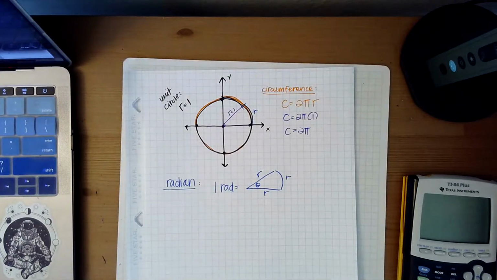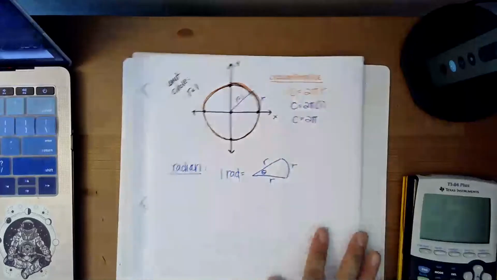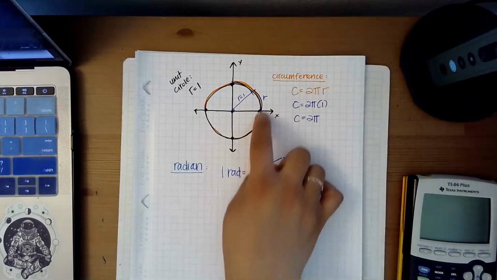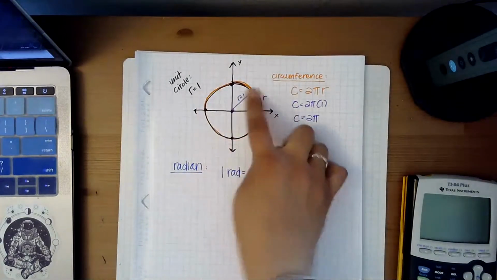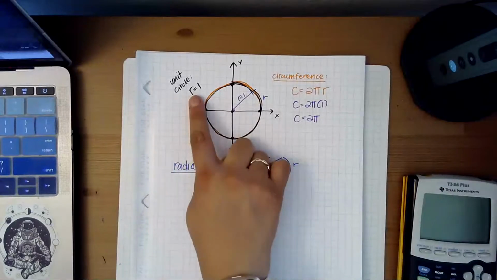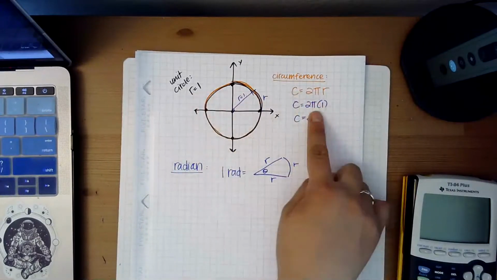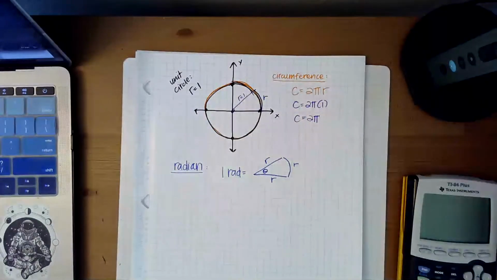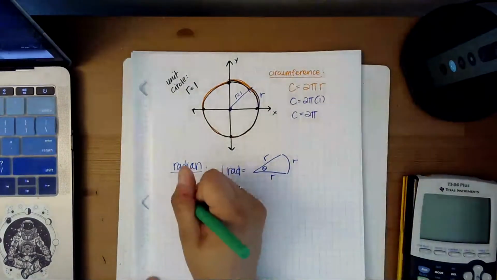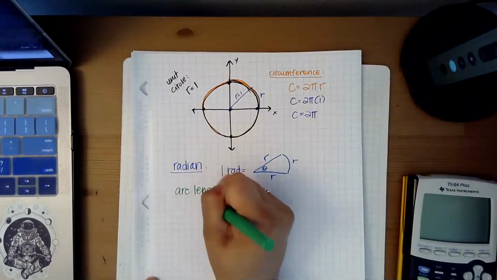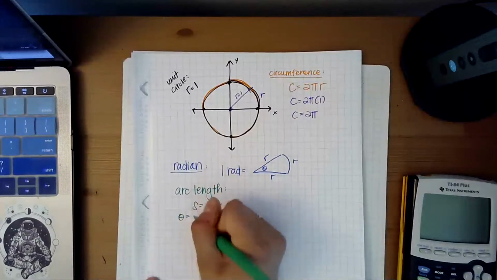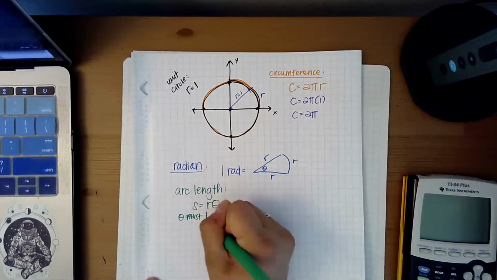So let's talk about this. Why is it that I'm looking at the entire circumference to recognize what a radian is? We recognize that the entire circumference of the unit circle, because it has a radius of 1, is 2 pi r. Well, r is 1, so it becomes 2 pi. Now remember that formula I talked about, arc length, which had S equals R theta, but theta must be in radians.